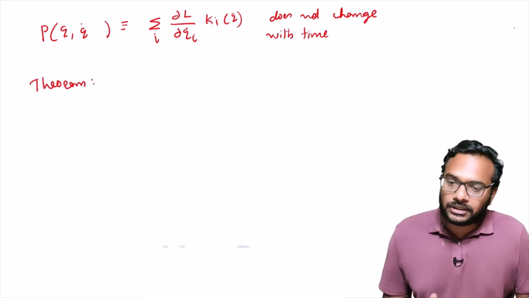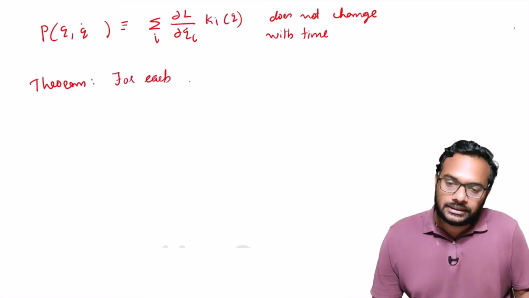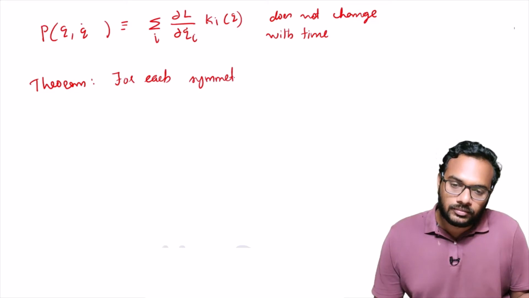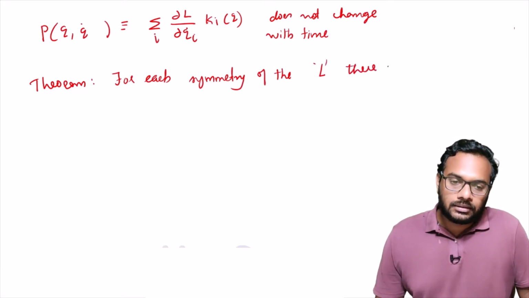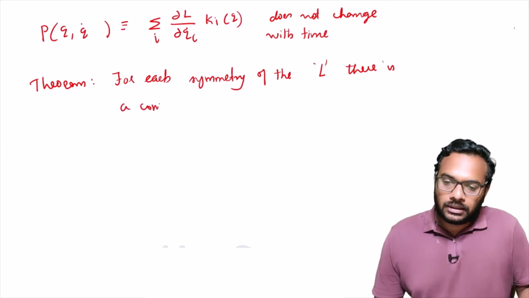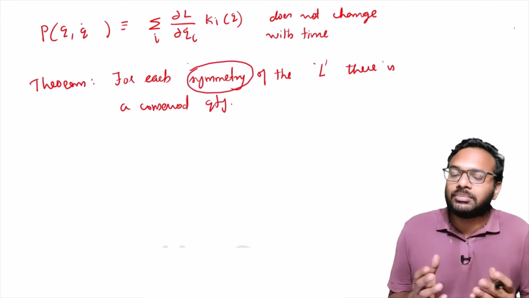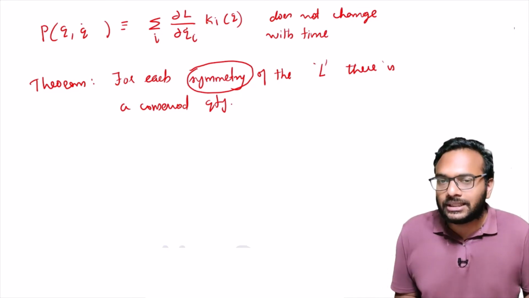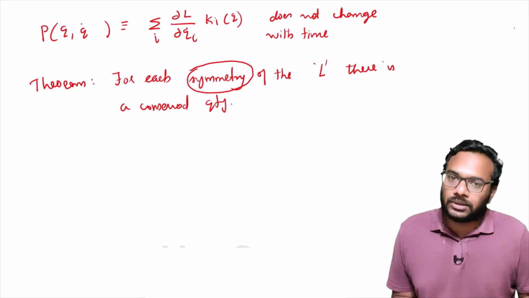Noether's theorem actually says that, we'll just write it down: for each symmetry of the Lagrangian, there is a conserved quantity. So what do we mean by symmetry? Generally, symmetry means that you do something to the system. You translate it or you rotate it. You do something to the system and the Lagrangian does not change. That's called a full symmetry.